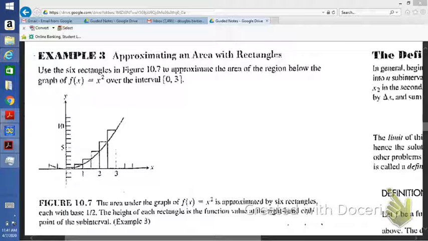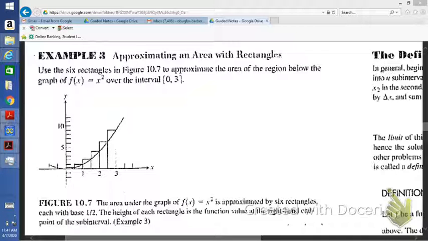Specifically in this example, we're going to use 6 rectangles to approximate the area of the region below f of x equaling x squared over the interval from 0 to 3. Now, the interval is from 0 to 3, and if there's 6 rectangles, so if you do 3 divided by 6, you're going to get a base of 1/2 for each of these.